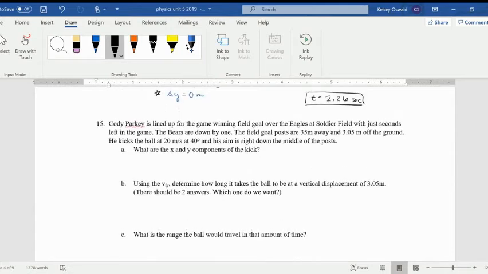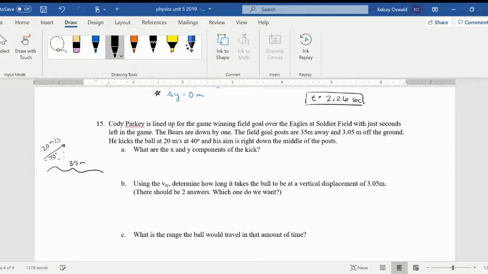All right, so this one may bring some PTSD back to some Bears fans. But in this one, we have Cody Parkey, who is lined up for a game-winning field goal over the Eagles. We know the field goal posts are 35 meters away. Okay. And he kicks the ball at 20 meters per second at an angle of 40 degrees.